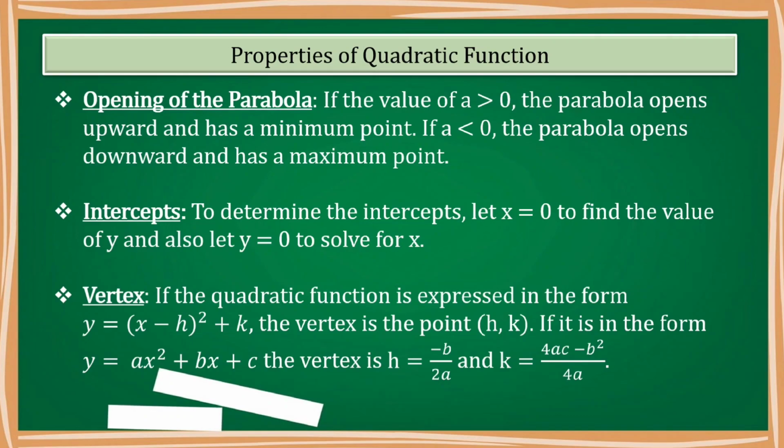Second is intercepts. To determine the intercepts, let x is equal to 0 to find the value of y, and also let y equal 0 to solve for x. The third one is vertex. If the quadratic function is expressed in the form y equals the quantity of x minus h squared plus k, the vertex is the point (h, k). If it is in the form y is equal to ax squared plus bx plus c, the vertex is h is equal to negative b over 2a, and k is equal to 4ac minus b squared all over 4a.